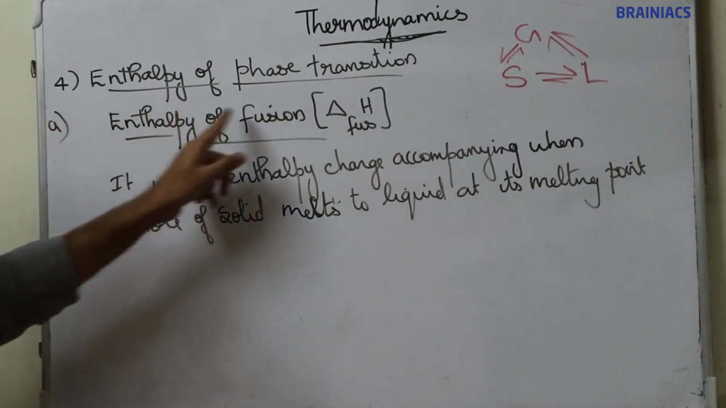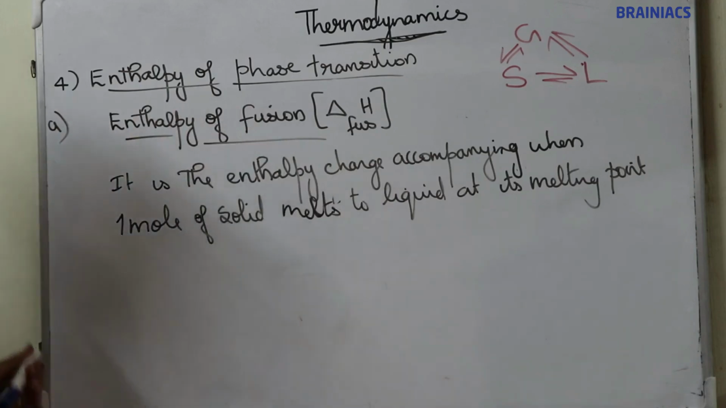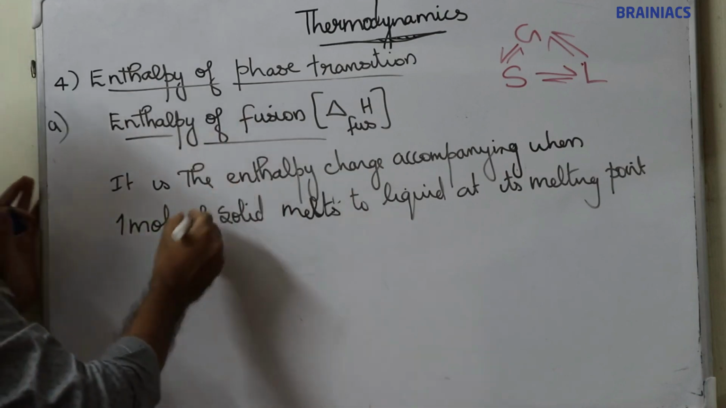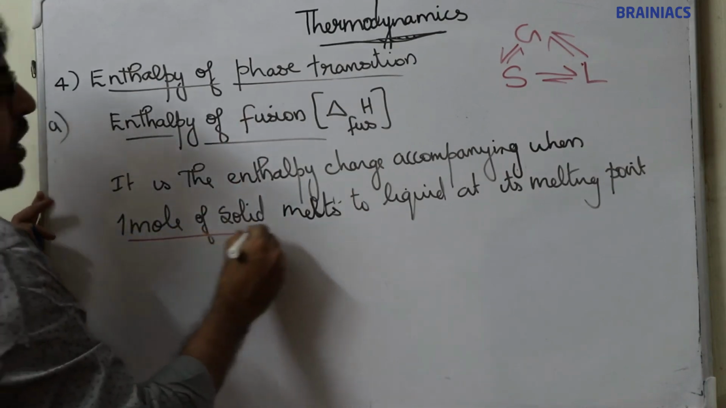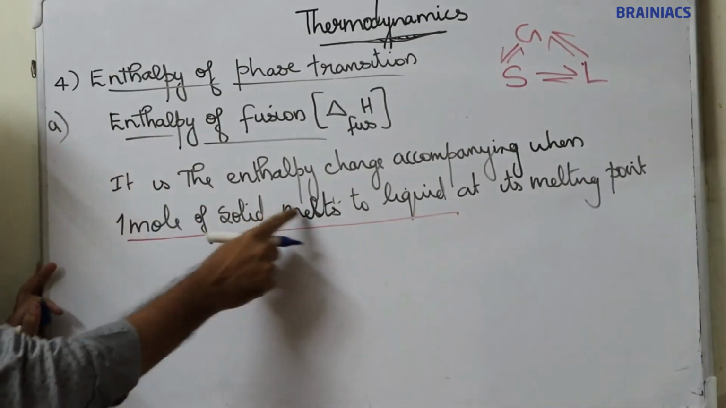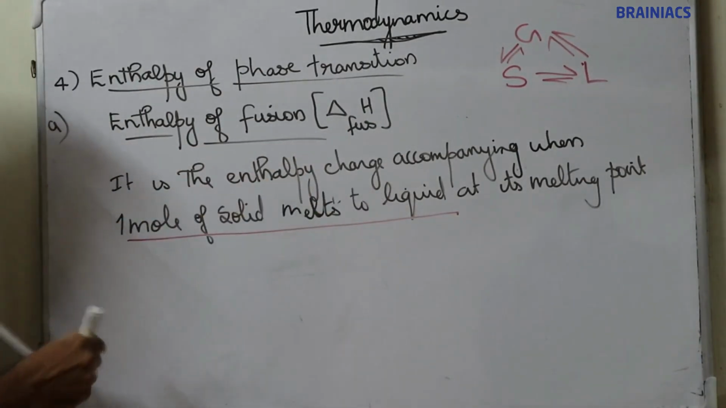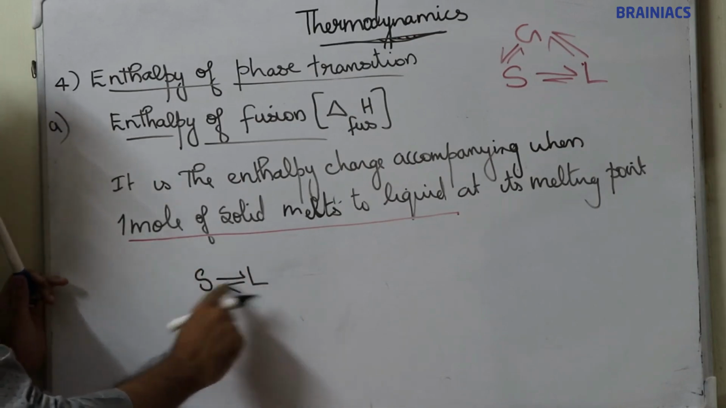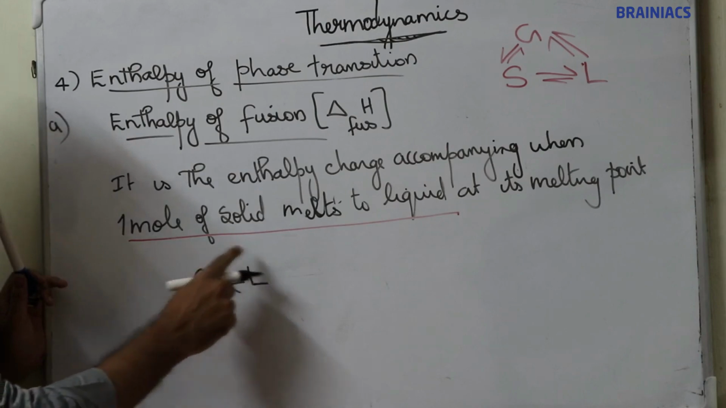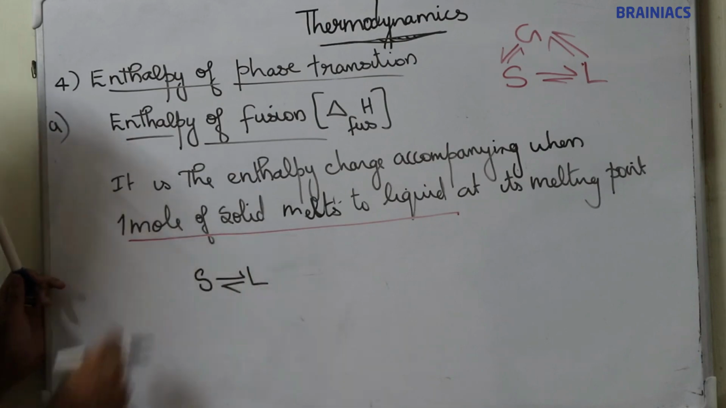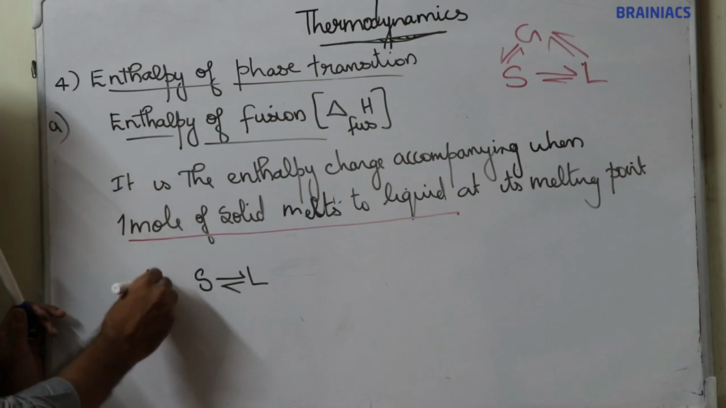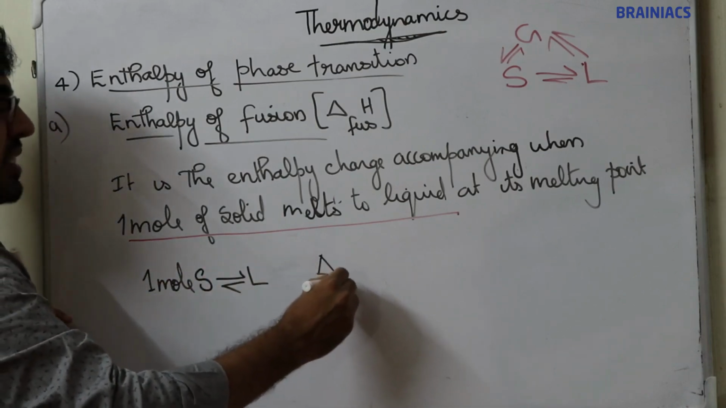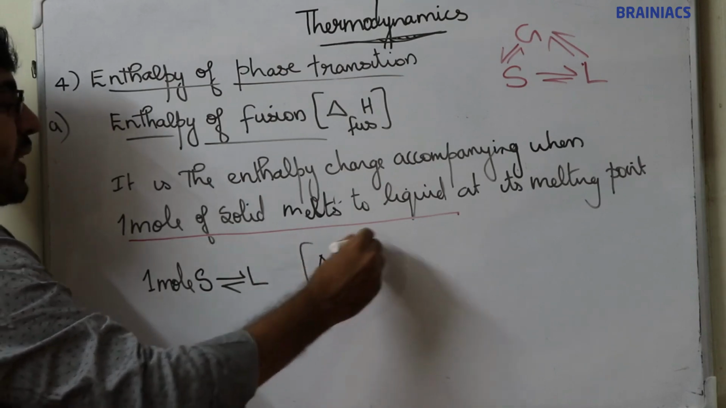I'll start with fusion reaction. So the first one, enthalpy of fusion. What is a fusion reaction? Fusion means conversion of solid to liquid. 1 mole of solid melts to liquid. This reaction is known as fusion. Now, if 1 mole of solid melts to liquid, there is a change in enthalpy. That enthalpy change is known as enthalpy of fusion, delta HFUS.